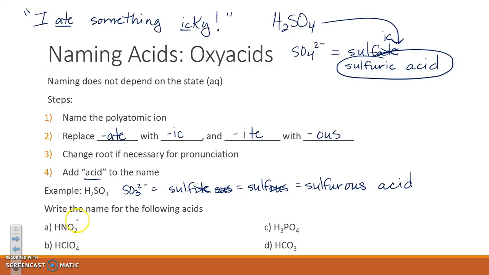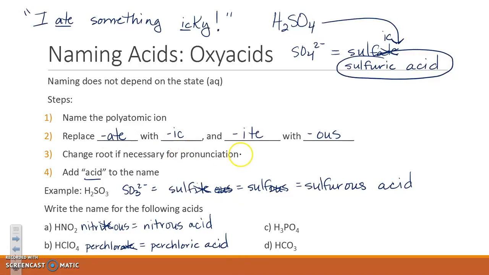HNO2. NO2 is nitrite. I ate something icky does not apply here, so ITE gets changed to OUS. Do we need to change it to make it sound scary? No, because nitrous sounds scary. Nitrous acid. I know, we're not changing it to make it sound scary. We're changing it to make it sound proper. Okay, ClO4, that is perchlorate. I ate something icky, right? So we change it to perchloric and then acid. And that's it. Okay, let me come back up here.